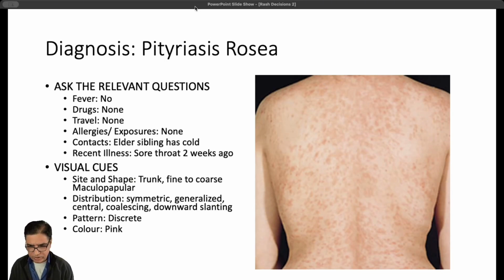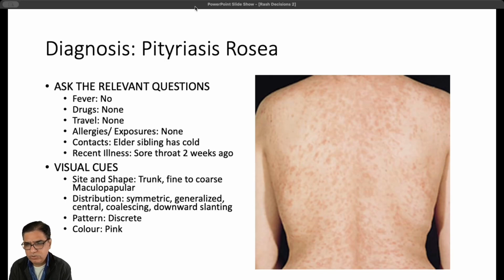In practice, it's very rare that you will see somebody starting with a Harald patch and then progressing to this Christmas tree pattern of maculopapular rashes. Sometimes it's just one fine morning they wake up and the rash appears and then it starts spreading, and in 24 to 48 hours, most of the body is covered. Other than that, they are absolutely fine.